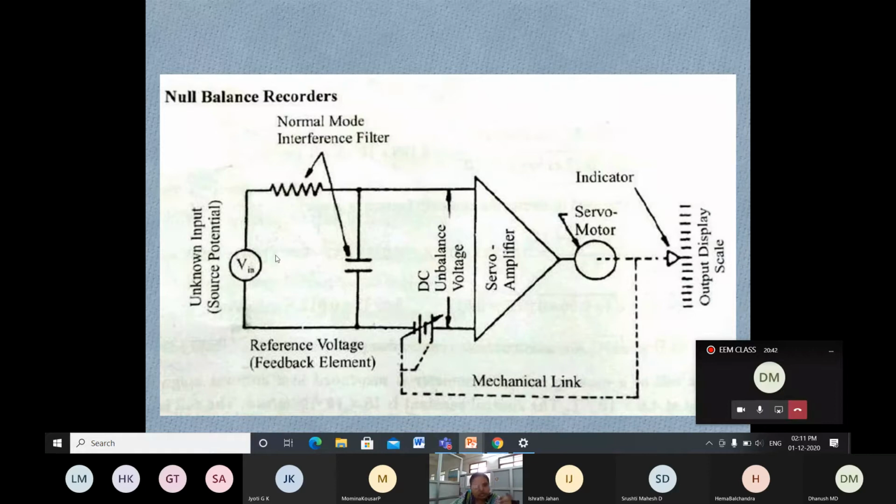For the reference, what if I am fixing the reference voltage as 5 volts, and the unknown, just as an example, may be 2 volts, which it has to measure. The difference between 5 and 2 is 3. That difference is given to the servo motor, meaning 3 volts is going to be given.